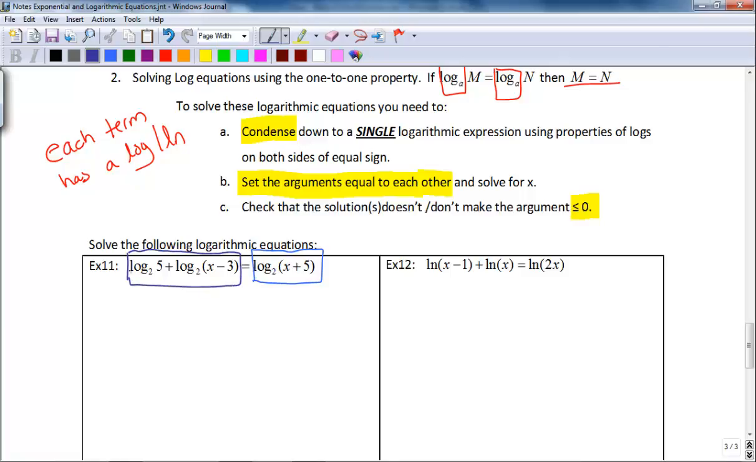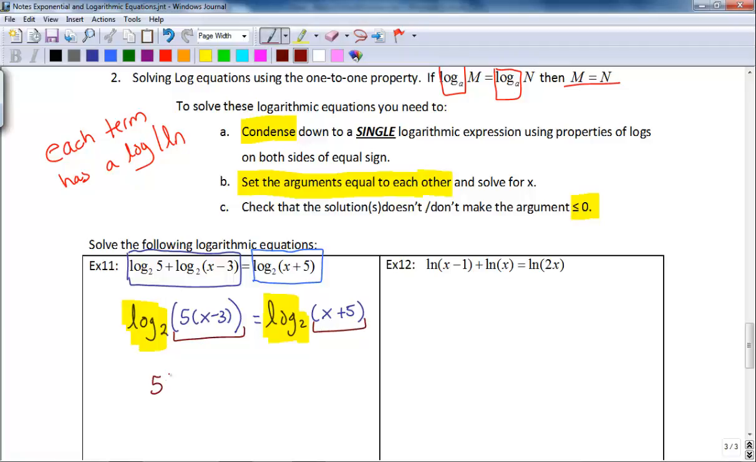Well, what's the property when I'm adding? Remember, the product rule says if you're adding, then you can multiply your arguments. So this becomes the log base 2 of 5 times x minus 3. And that's still equal to the log base 2 of x plus 5. Well, now did I completely condense down to one log on both sides? Yes, the left has log base 2, the right has 1 log base 2. So now because I have log base 2 of something equals log base 2 of something else, according to the one-to-one property, I can set these arguments equal to each other.